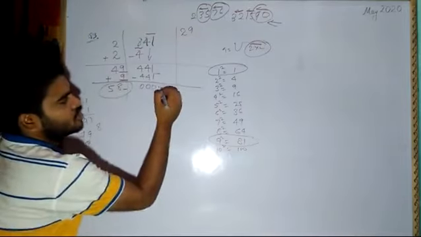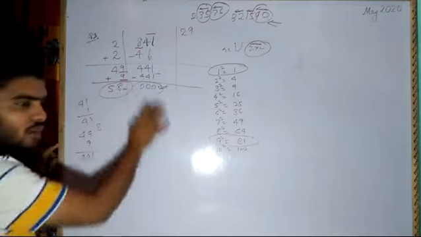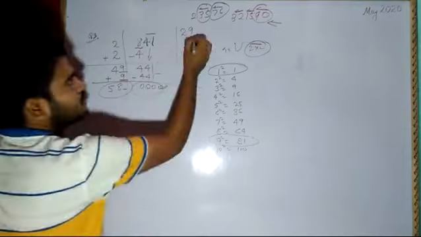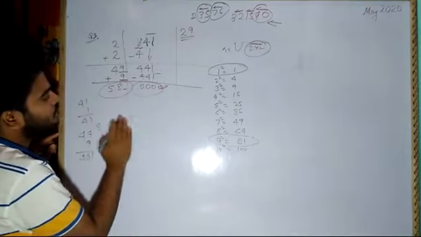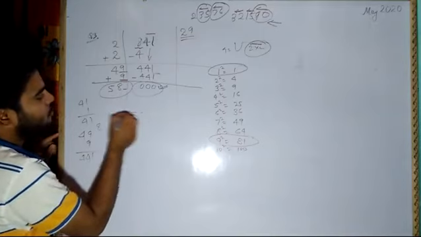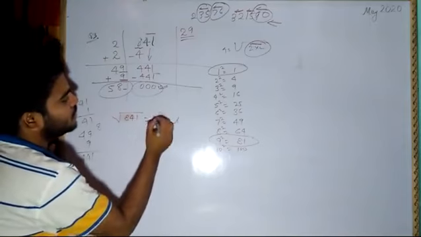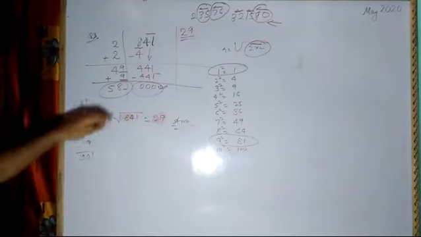Unless you get 0 here, you cannot leave this. Unless you get 0 on this side, you cannot leave. You should continue. If you get 0 here, no need to add, leave it there. So your answer will be 29. So how are you going to write? 841 root is equal to 29, and this will be your answer. In this way you are going to calculate.